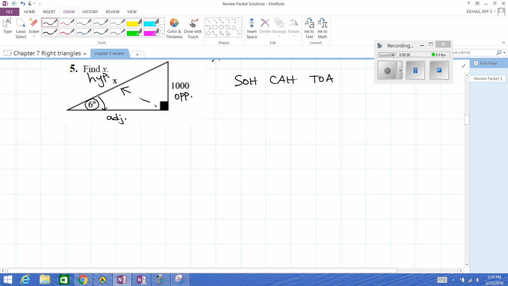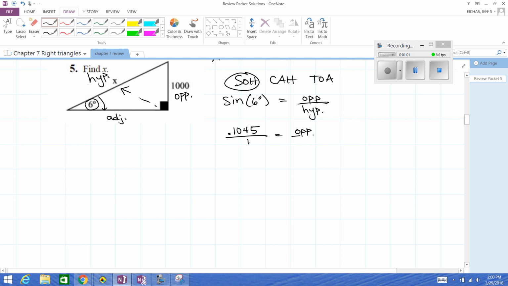Opposite, hypotenuse. Let's use sine. So sine of 6 degrees will equal the opposite side to the hypotenuse. Sine of 6 degrees is 0.1045. Now I put that over 1.